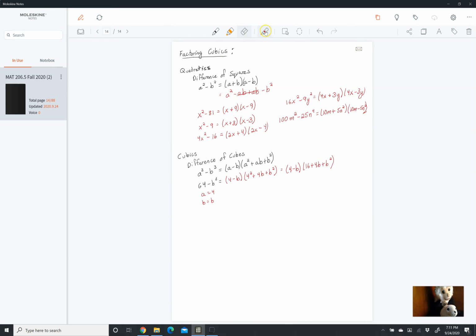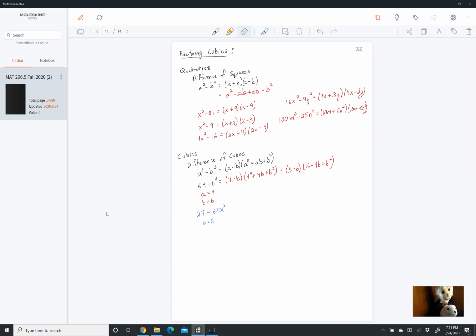Okay, if we take one more, just so that you get accustomed to what we're doing, 27 is a perfect cube. So let's say we have 27 minus 64 b cubed. Okay, so let's actually change this from a b to an x, just because I don't want to overuse the b. So here, your a is 3.